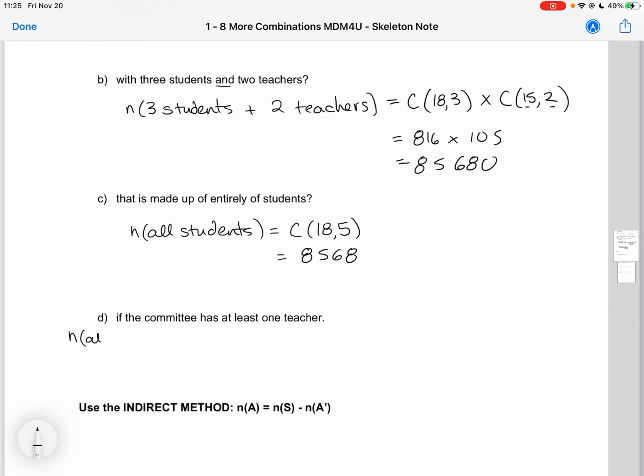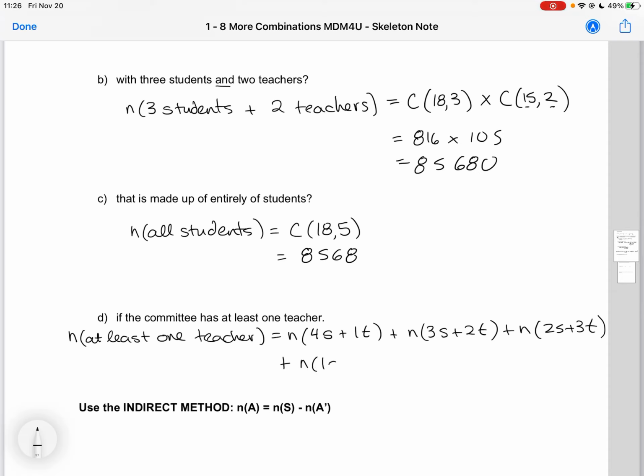Now the next one that we're going to look at is if the committee has at least 1 teacher. So let's set this up here. If we've got at least 1 teacher, we would have the situation where we've got 4 students and 1 teacher. We would have to add the situation where we have 3 students and 2 teachers, plus the situation where we've got 2 students and 3 teachers, plus the situation where we have 1 student and 4 teachers, plus the situation where we've got 5 teachers.